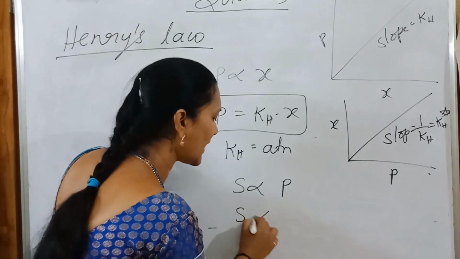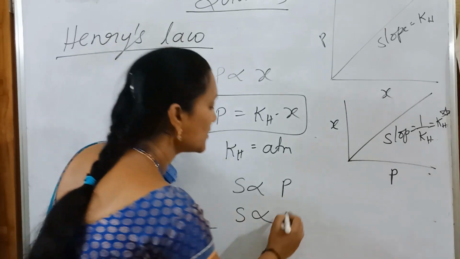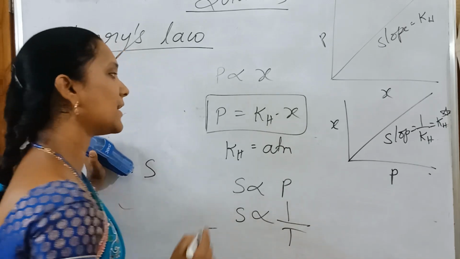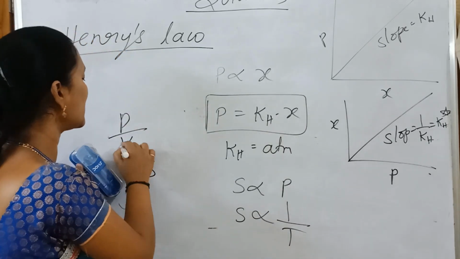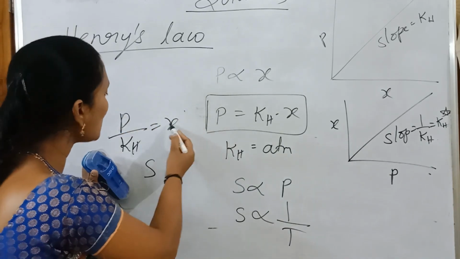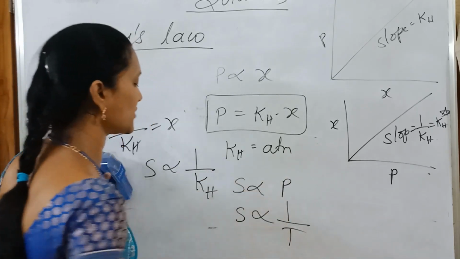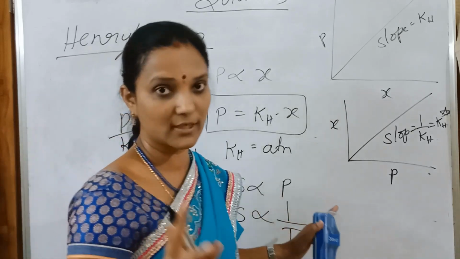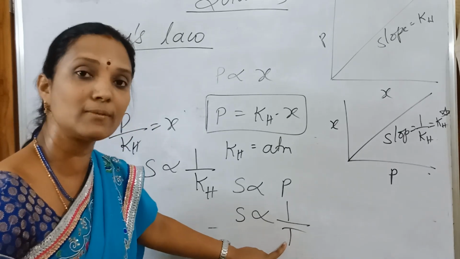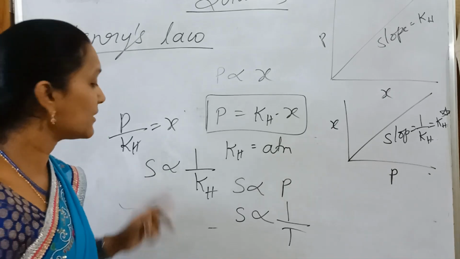Now is solubility directly proportional to temperature or inversely proportional to temperature? Always we have to maintain low temperature. So solubility is inversely proportional to temperature. And is solubility directly proportional to Kh or inversely proportional to Kh? This expression Px is equal to P by Kh is nothing but solubility inversely proportional to Kh. So solubility is inversely proportional to Kh. Three important statements: as the pressure increases, solubility increases. As the temperature increases, solubility decreases. As the Kh value increases, solubility decreases.